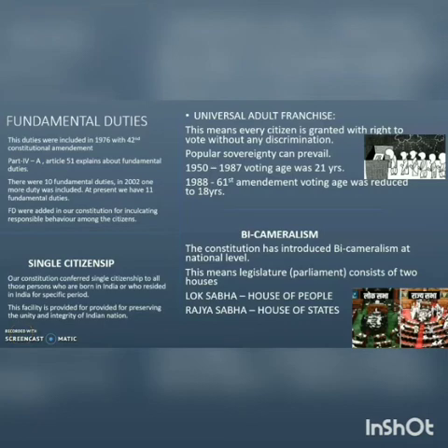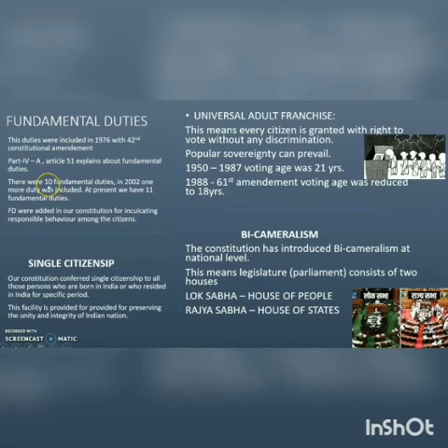So for the next feature on your screen, let us discuss the fundamental duties. Originally, fundamental duties were not there in our constitution. That is, on 26 January 1950 they were not there. They were included only in 1976 with the 42nd Amendment. Now, which article explains it? Article 51A, Part 4A explains fundamental duties.